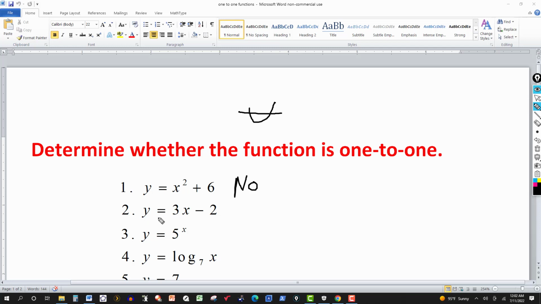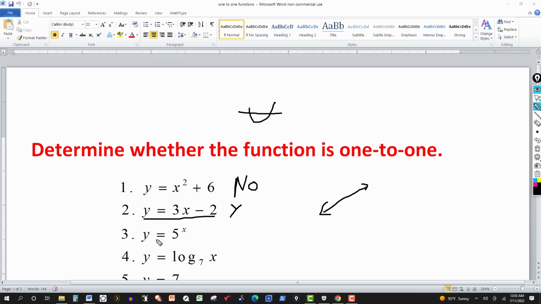Now number 2, y equals 3x minus 2. You should recognize that it's linear. You should recognize it as a straight line. The slope is positive, so basically you have a line that rises, something like that. It's a function, so we know it has to pass the vertical line test, and it's got to pass the horizontal line test. So this one is one-to-one. Yes, y equals 3x minus 2 is a one-to-one function.